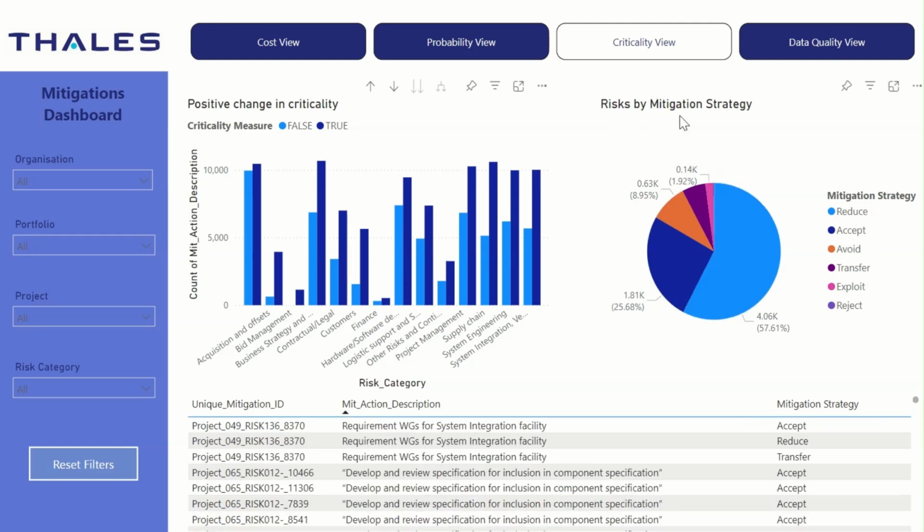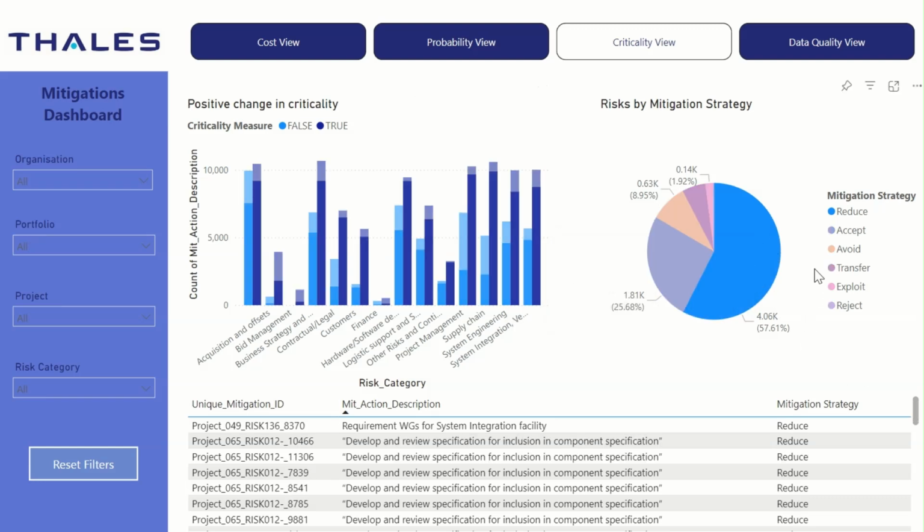Finally, you have the risks by mitigation strategy in a pie chart on the right here. Sometimes the risk has a mitigation where we are trying to reduce the risk or accepting the risk or avoiding the risk, etc. And we can see just how many risks there are according to mitigation strategy. So for example, if I was to click on this here, this would mean that 57% of the risks have a mitigation strategy where we would like to reduce the risks.